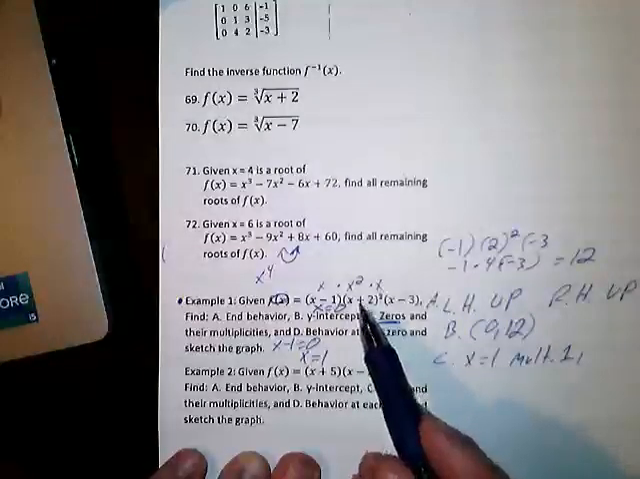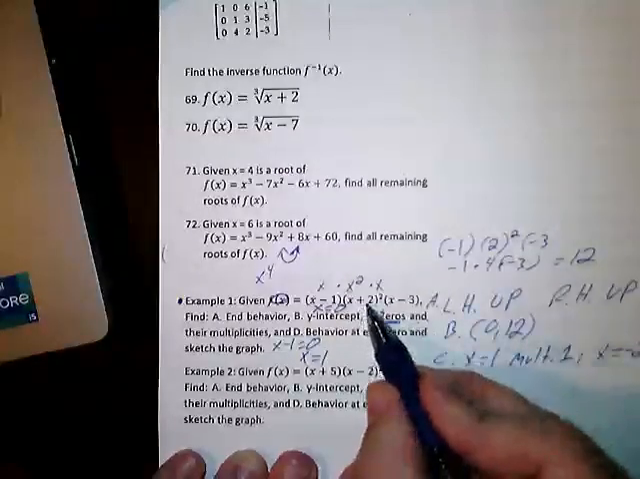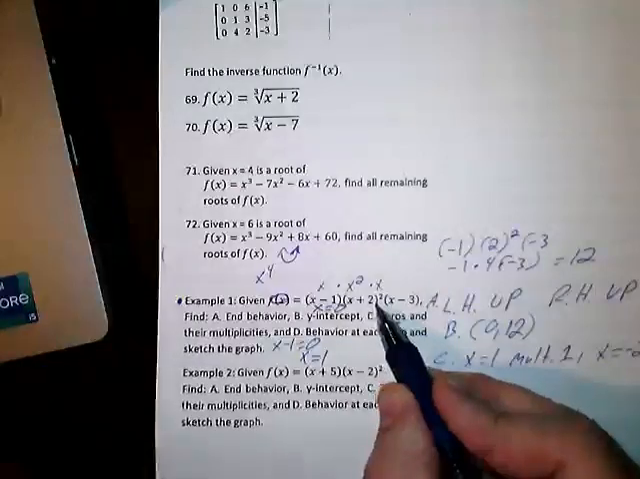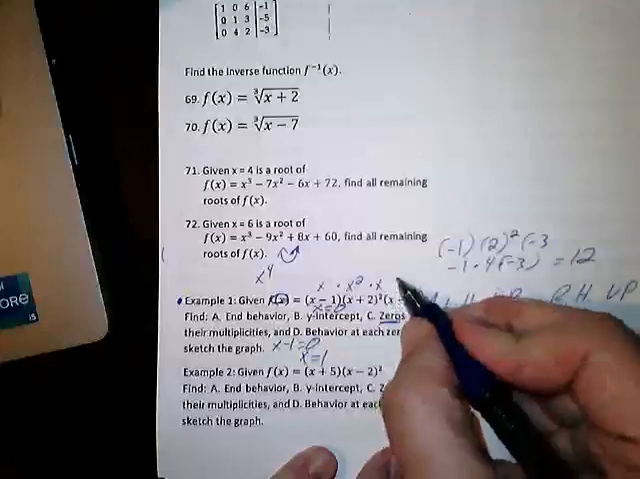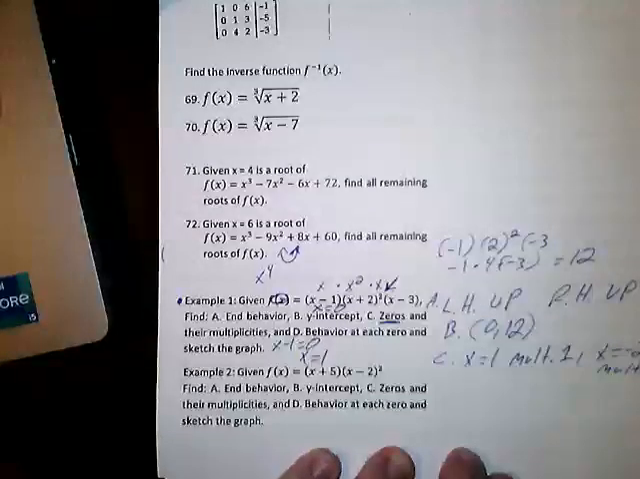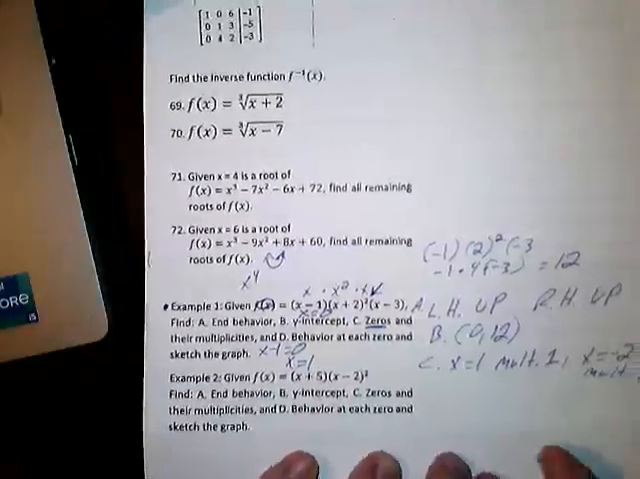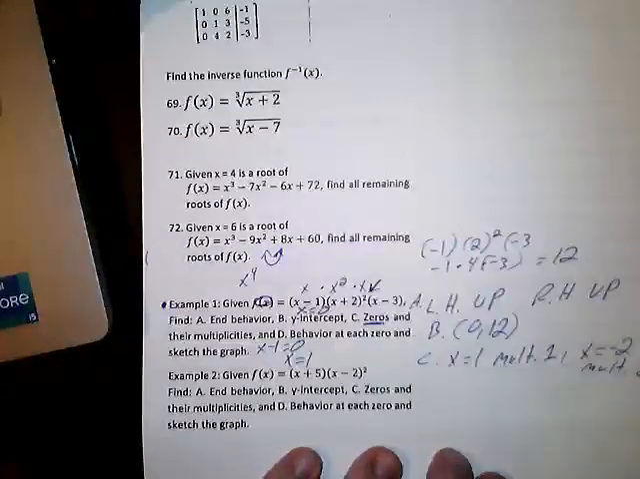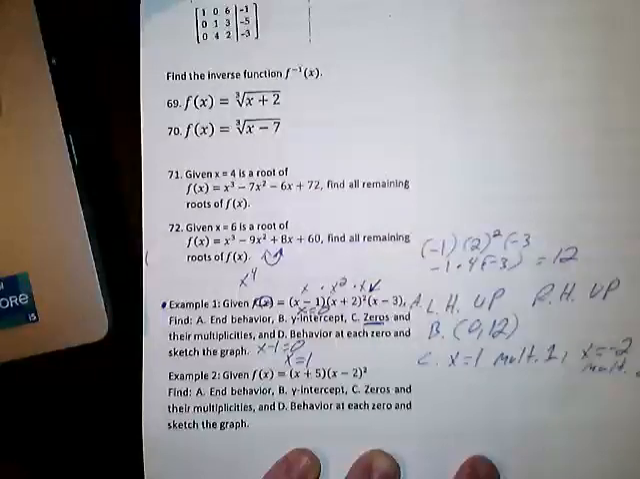And then we get x equals negative 2 as we set that equal to 0. And that has a multiplicity of 2 because of the exponent of 2 there. And again, when it has an even multiplicity, that's where we bounce off of the x-axis, which is the behavior at the 0. Our final 0 is at x equals 3, and that has a multiplicity of 1.